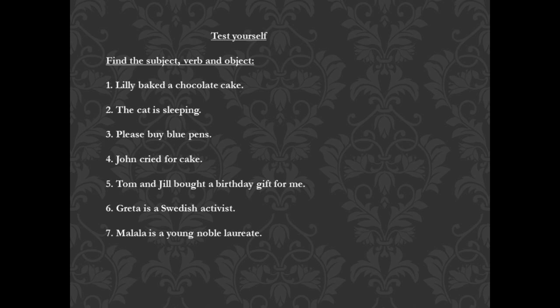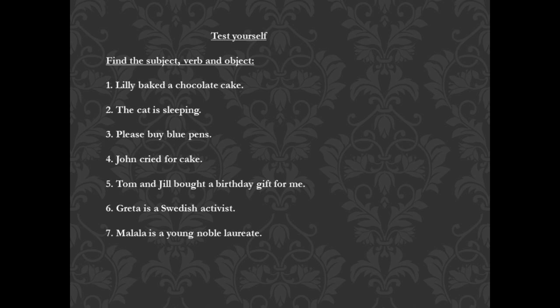So the next example is Tom and Jill bought a birthday gift for me. So in this sentence, what is the subject? Tom and Jill is the subject. Tom and Jill together is the subject. Because in the sentence we are talking about Tom and Jill. So what did they do? They bought a birthday gift for me.